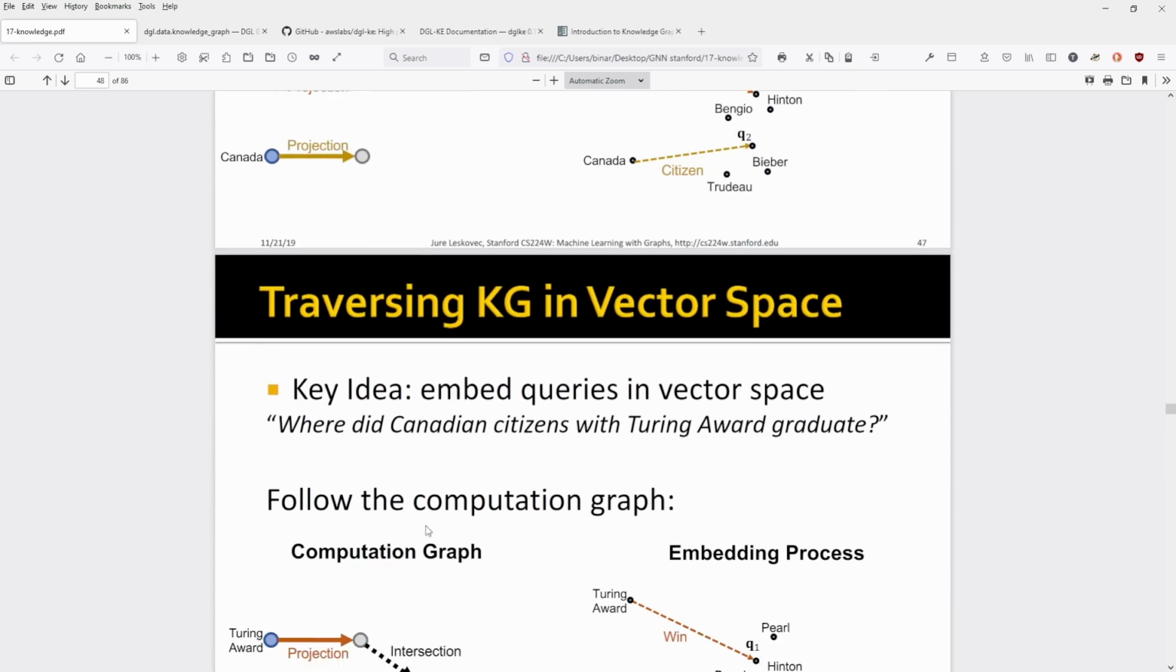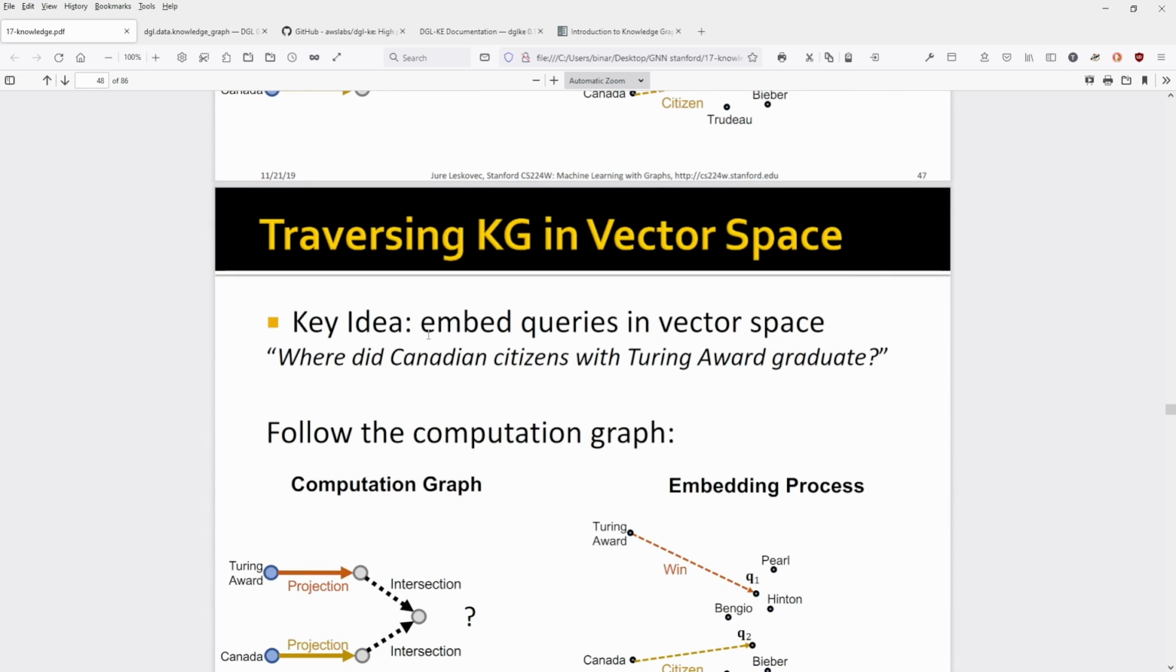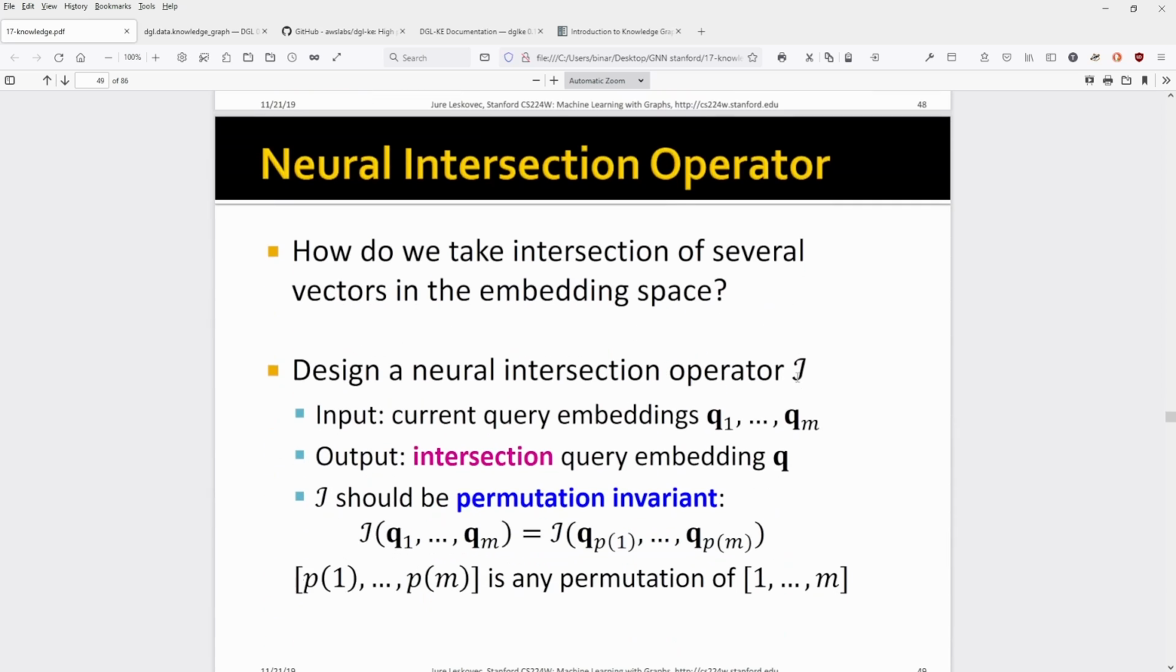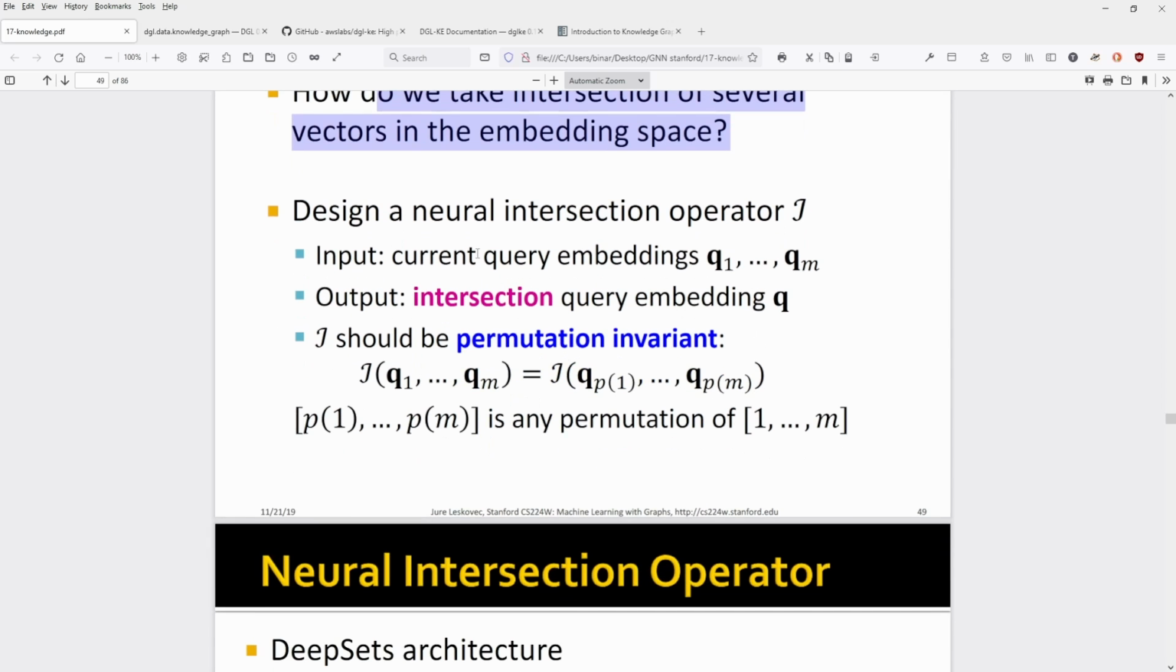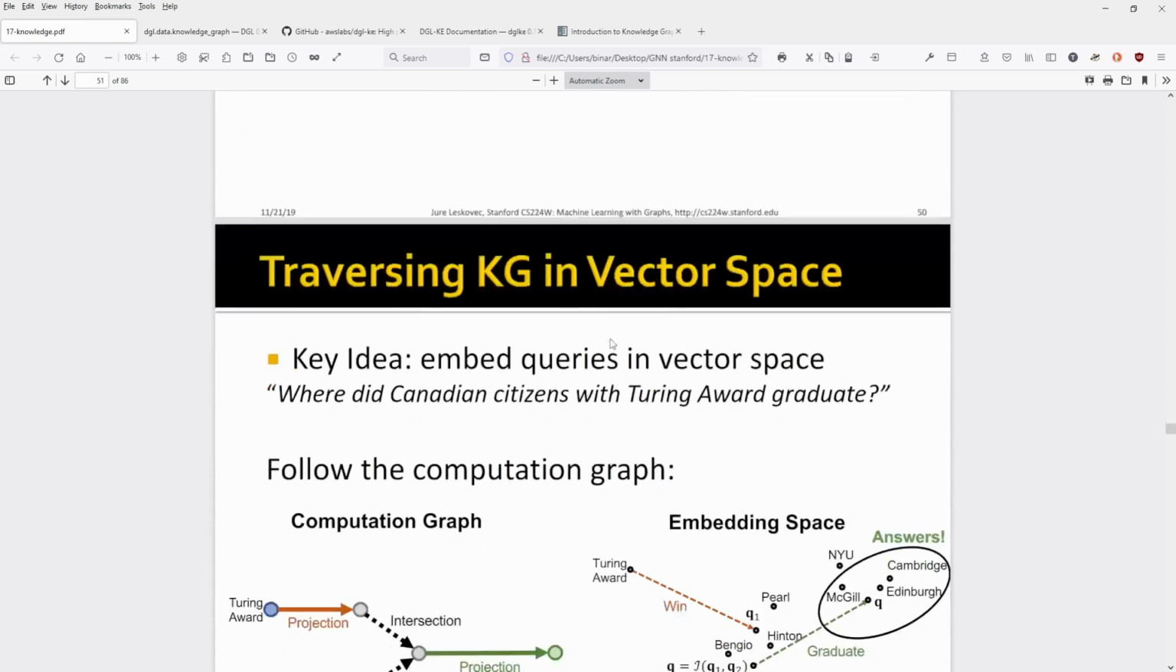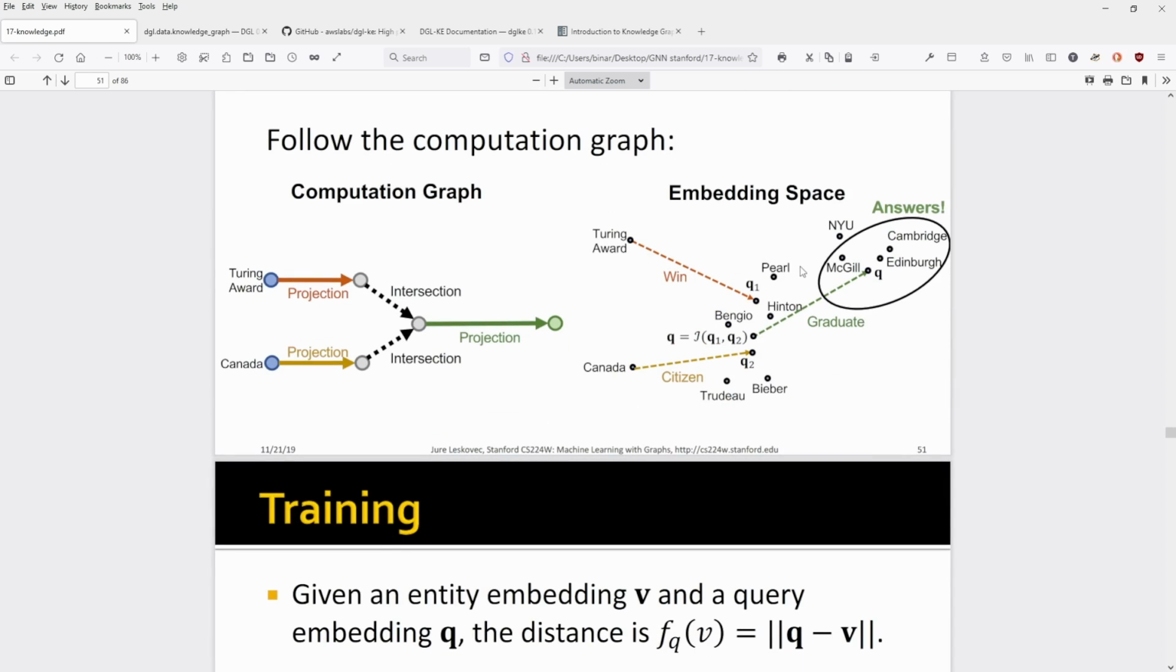And you see here, the key idea is to embed the queries in vector space. We have done it. And then we take a neural intersection operator. And how do we take this intersection operator in the embedding space? And this is it. Design an operator with those functions. Of course, it's permutation invariant. We had a look at this in our symmetry lesson. Yes, you have this. And the answer is, you have here the two vectors.